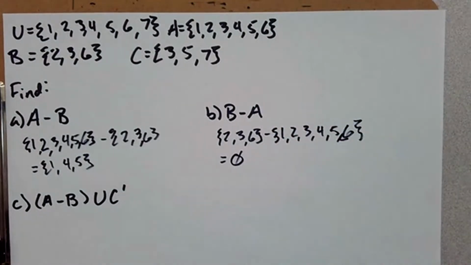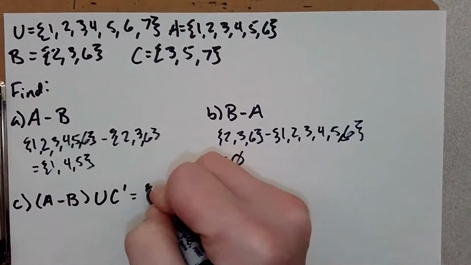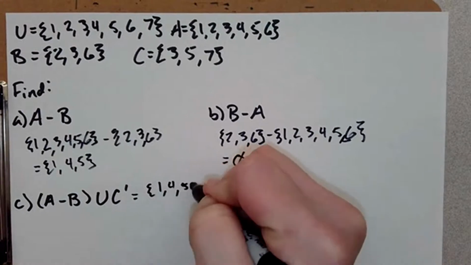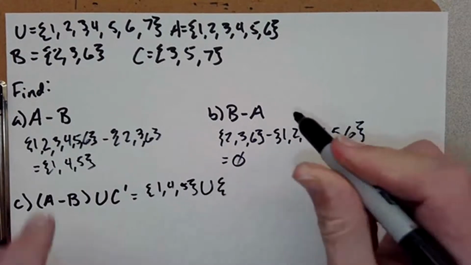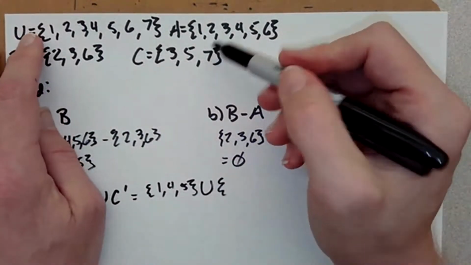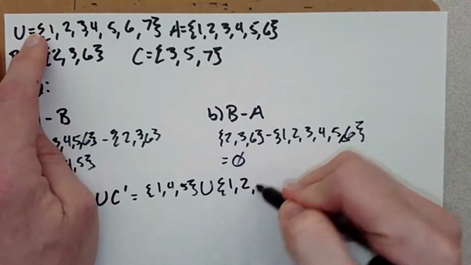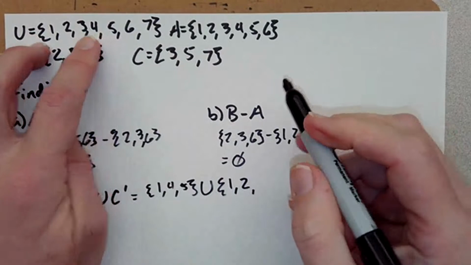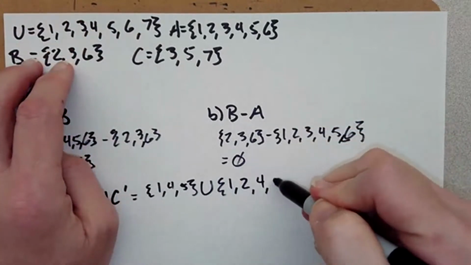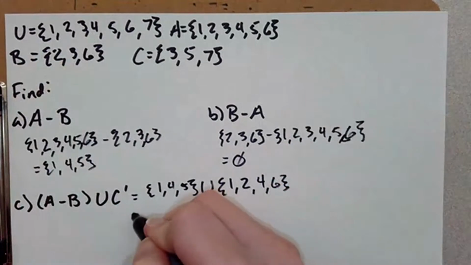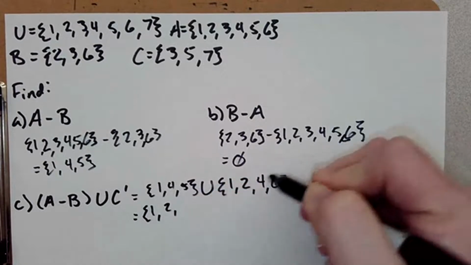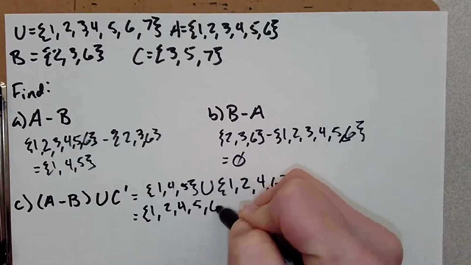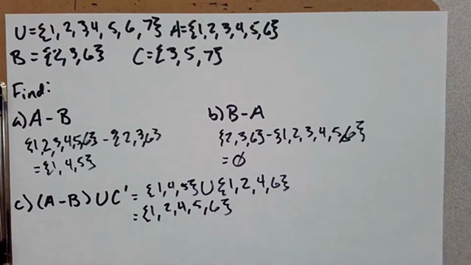Finally, we're looking at A minus B union with the complement of C. So we've already done A minus B, that's 1, 4, 5. And then we take the complement of C. Okay, well, C is 3, 5, 7, so its complement is 1, 2, 4, 6. And then we take the union, which will be 1, 2, 4, 5, 6. Moving on.